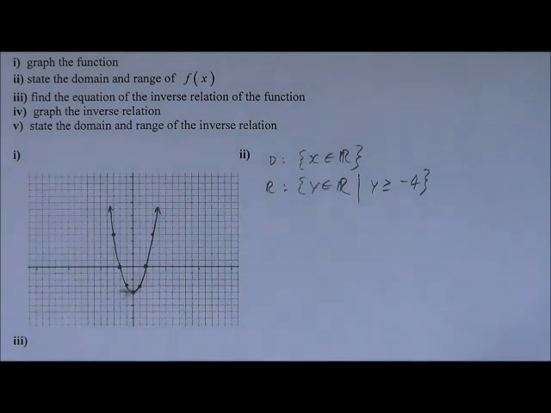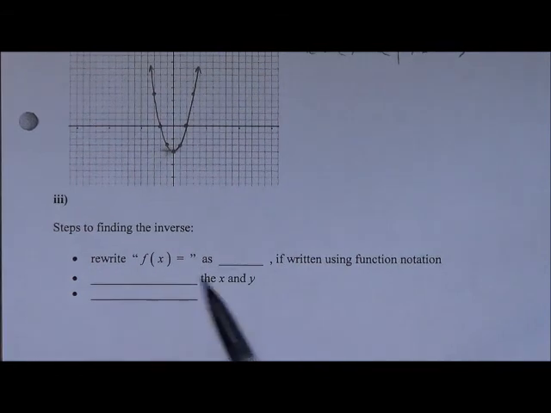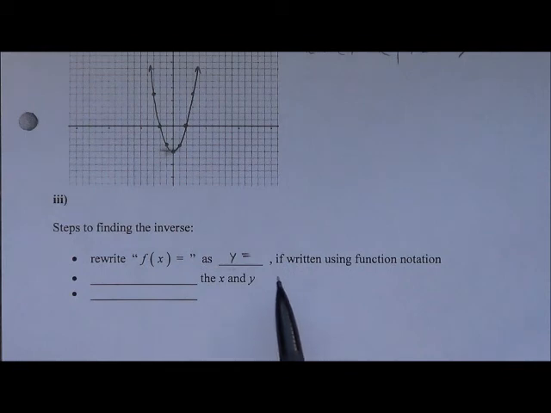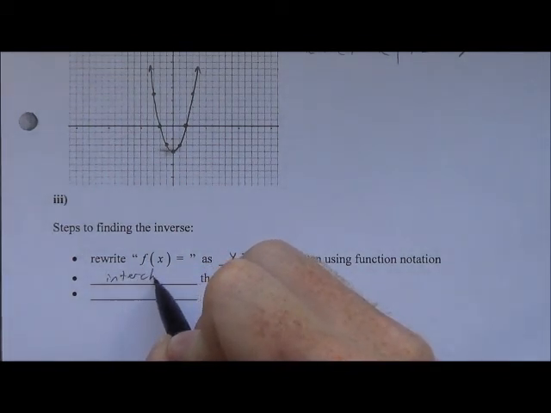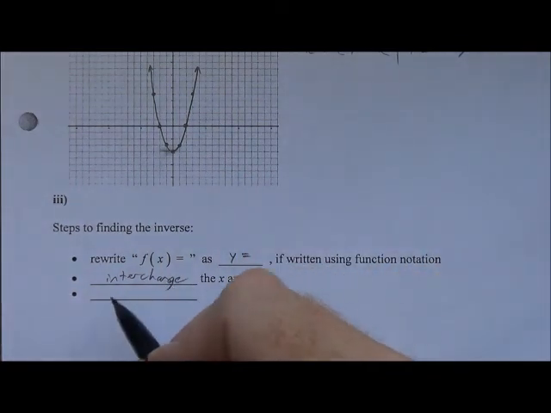Then we move along to the steps for finding the inverse. First, we're going to rewrite f(x) = as y =. Then we're going to interchange the x and y. And then we're going to solve for y.